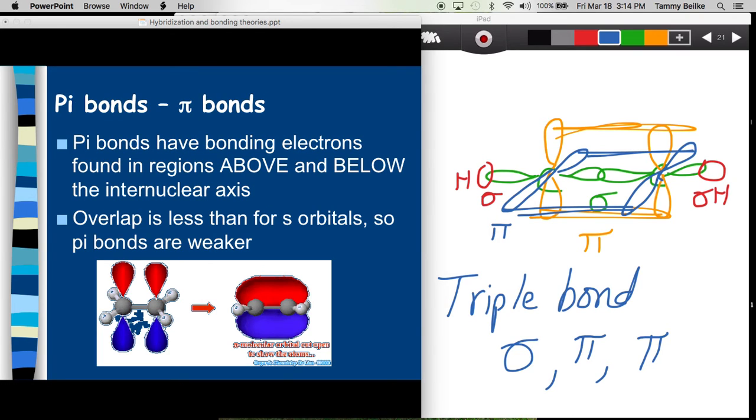Okay, pi bonds are when you have electron density above and below because of those crazy p orbitals that weren't part of hybridization. Okay? So the overlap is less. There's not as much overlap. Pi bonds typically are weaker bonds than sigma bonds. Kind of an important piece. So maybe write down that part, that pi bonds are in fact weaker than those sigma bonds.